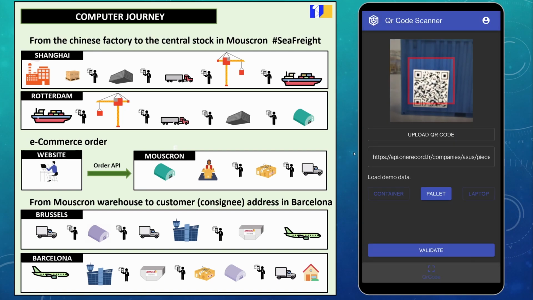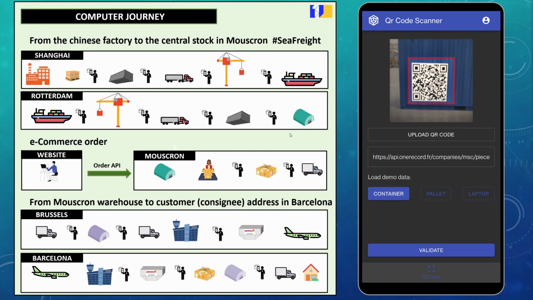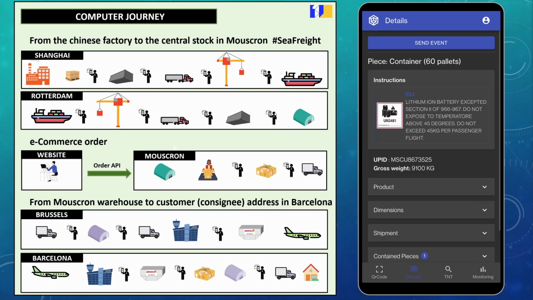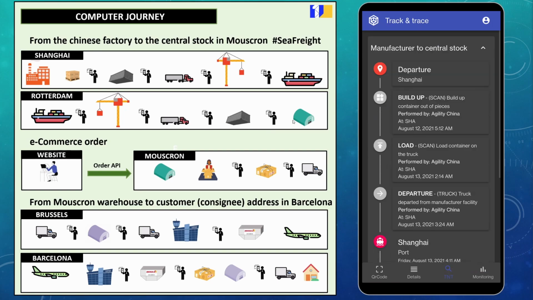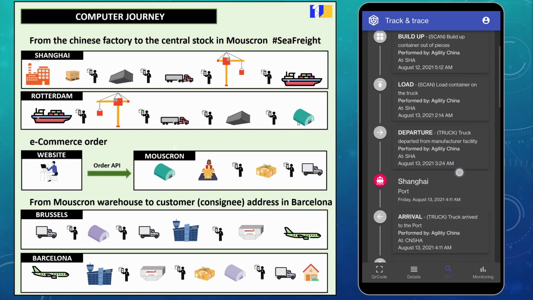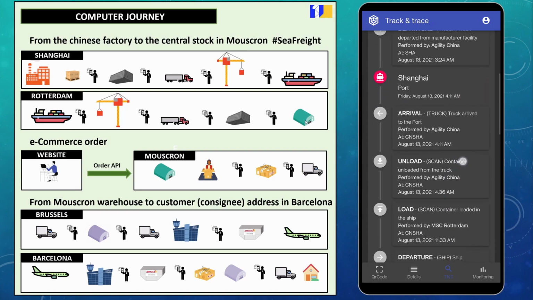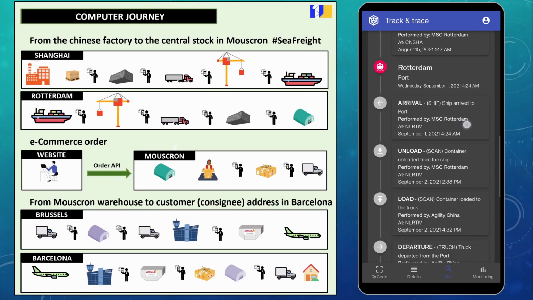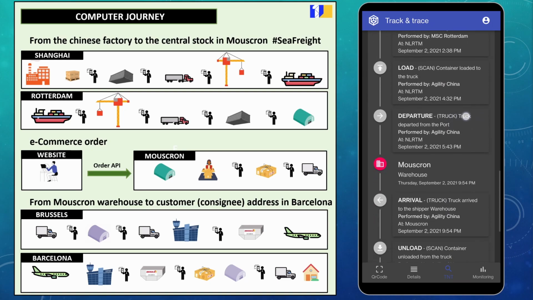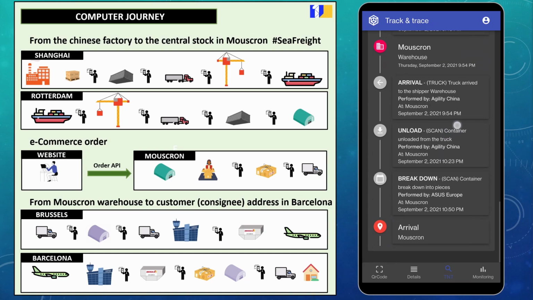In the second case, let's say that I am an MSC supervisor here who is monitoring the container in Mouscron after its arrival. So, I log in as a supervisor and I scan the container QR code again. Then, now I can go to the Track and Trace tab by clicking on the Track and Trace button and see all the events details.